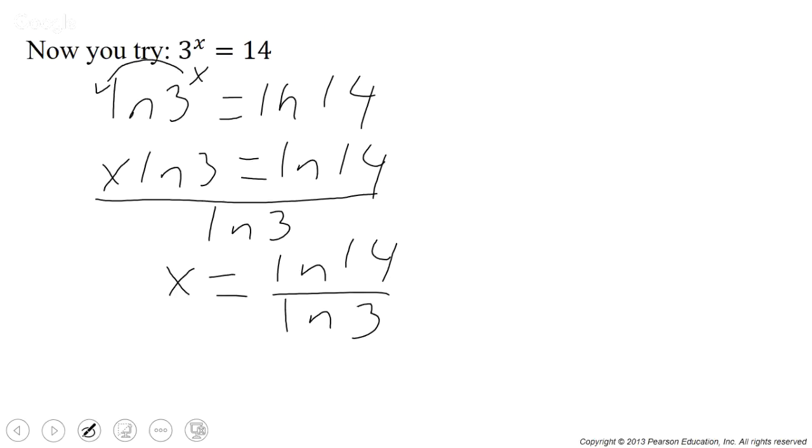That's my exact solution. And I can put it in the calculator to find the approximate solution. I don't have my calculator handy, so you can do that.